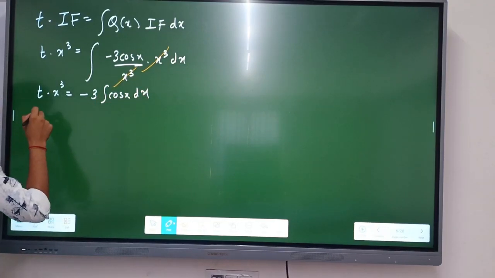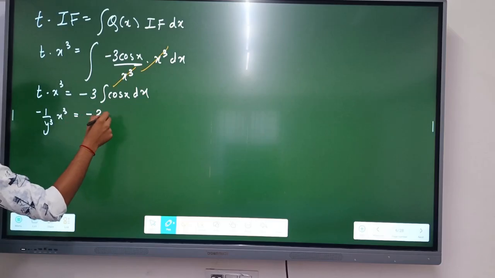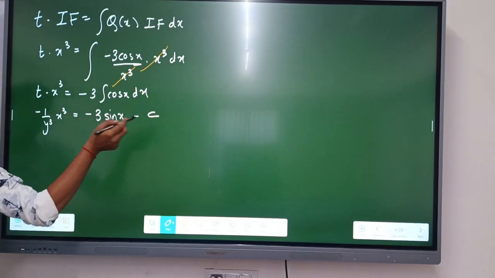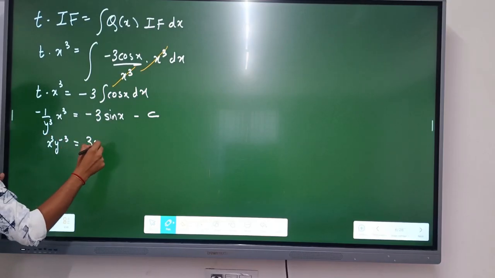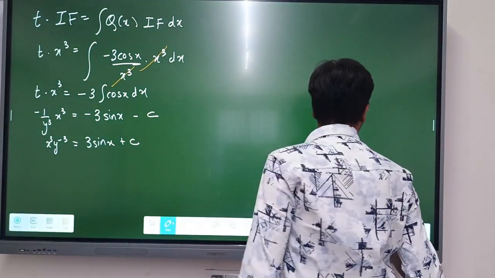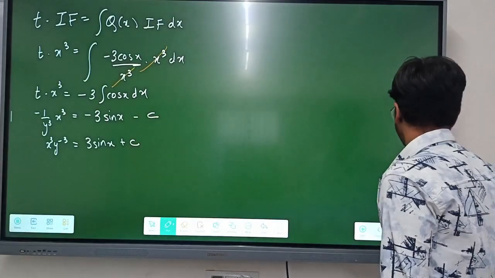So t is 1 by y cube, so 1 by y cube into x cube equal to minus 3 integration of cos x, sin x plus c. If I take minus common, x cube y power minus 3 equal to 3 sin x plus c, or you can write it as plus and then minus also, that is fine, both are anyways constant. So 3 sin x plus c, option C.